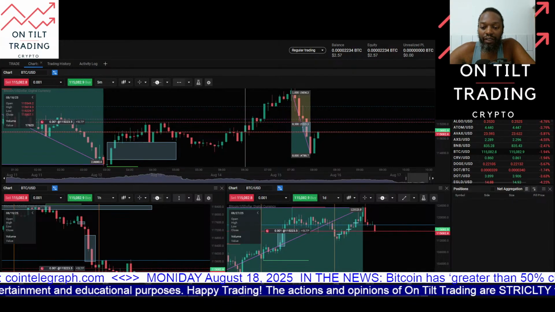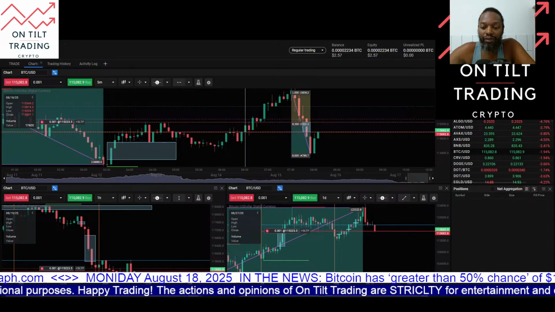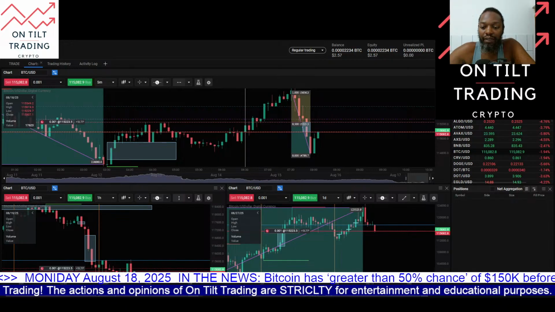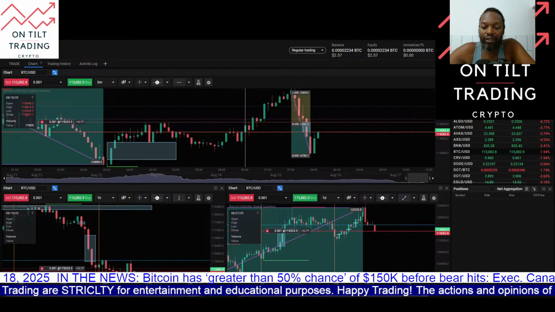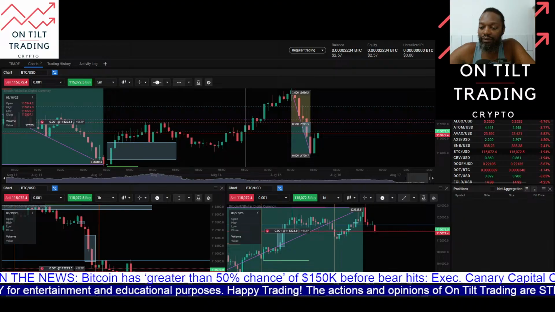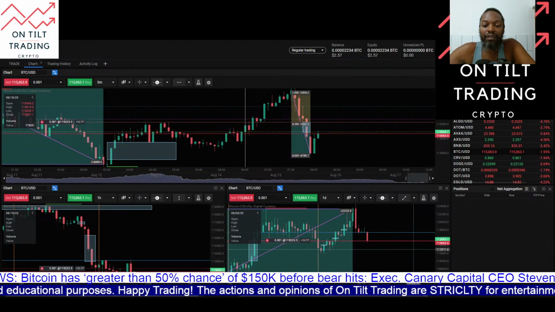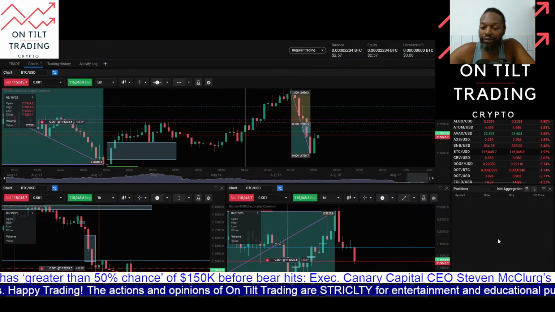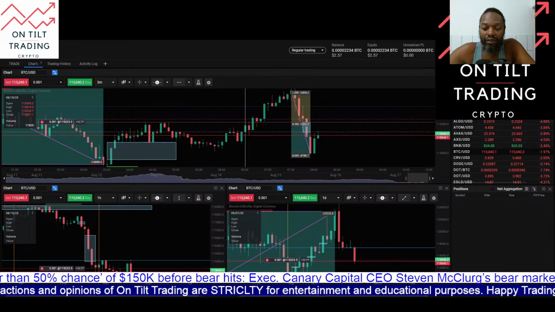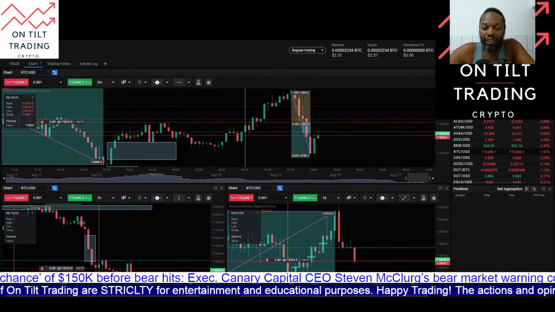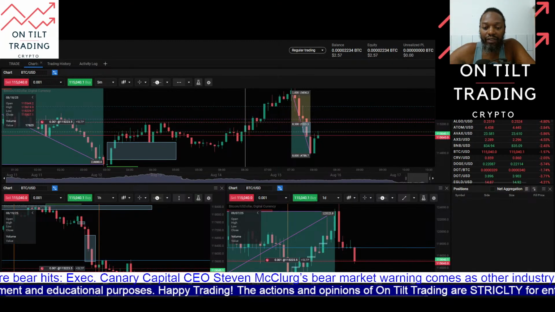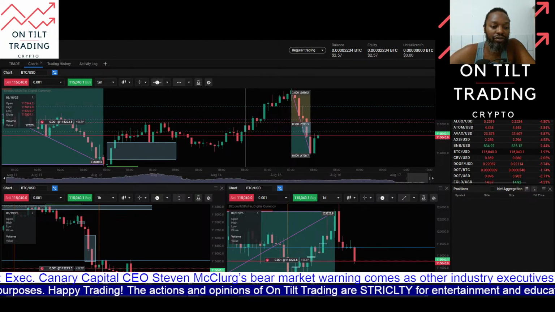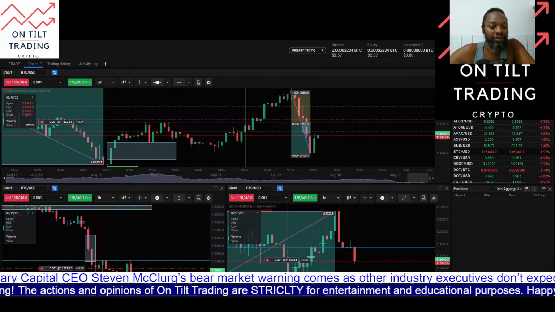Also, seeing this here, a potential market structure shift, this blue line. So with this candle here for the day, let me zoom in again. This candle here on the day could close and create a market structure shift to the sell side, which would signal potential continuation to the sell side.